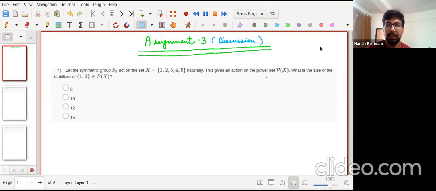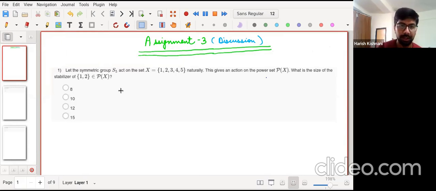So let's start with question number 1. It says, let the symmetric group S5 act on the set {1, 2, 3, 4, 5}, that's the indexing set from 1 to 5. Naturally, this gives an action on the power set P(X). What is the size of the stabilizer of the subset {1, 2} belonging to this power set of X? I hope you guys are following the lectures.